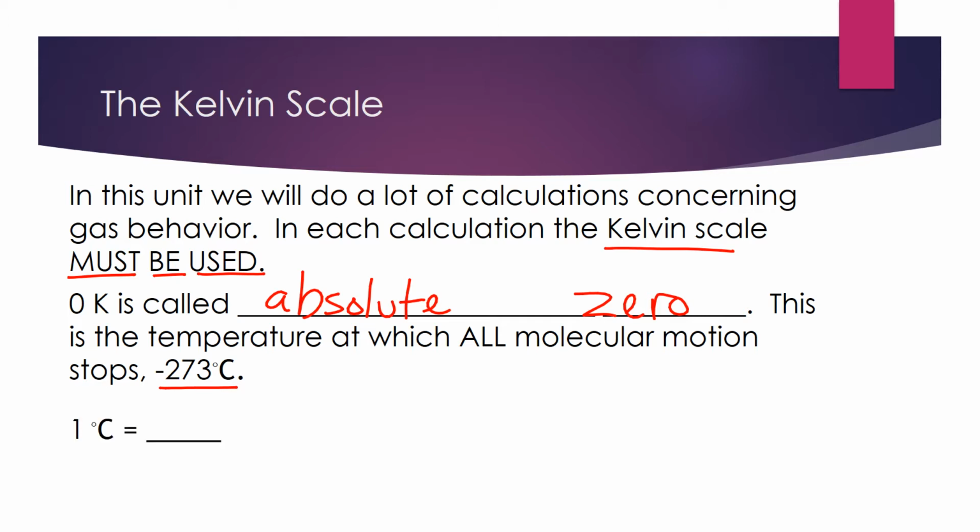So the Kelvin scale is intricately connected to the Celsius scale. 1 degree Celsius is equal to 1 Kelvin. Now, because 0 Kelvin is negative 273 degrees Celsius, if we want to find the Kelvin temperature of a sample, we have to take the number of degrees Celsius and add 273. So 20 degrees Celsius would be 293 Kelvin.